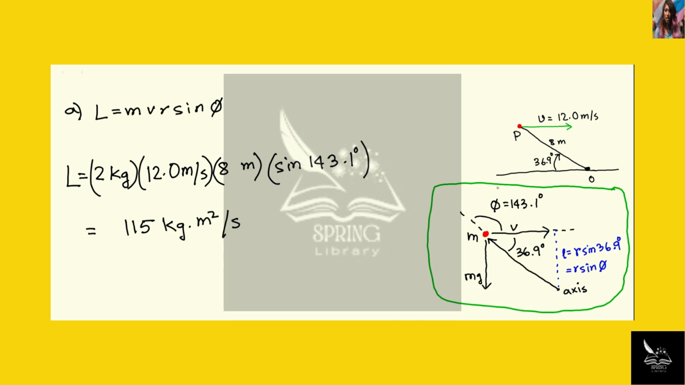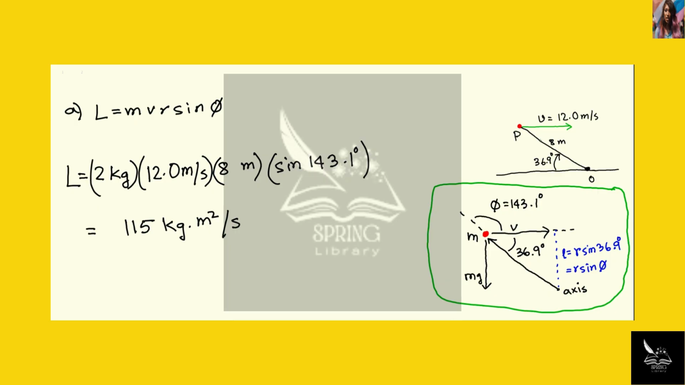Now, if we draw a free body diagram of this system, we see that this is the rock, and from point O, since we are trying to find the angular momentum with respect to point O, we can consider that as our axis. So our radial vector points towards P, that's why there's an arrow directing towards the rock. Then we have the velocity, and since the rock is in air, mg is acting downwards.